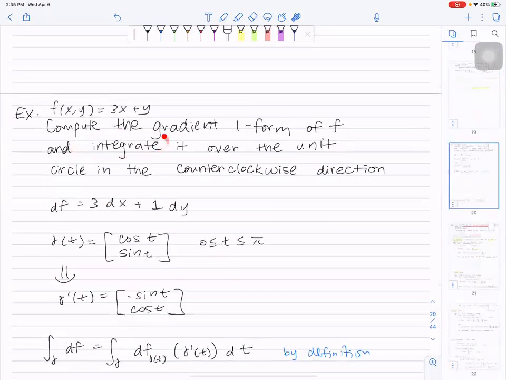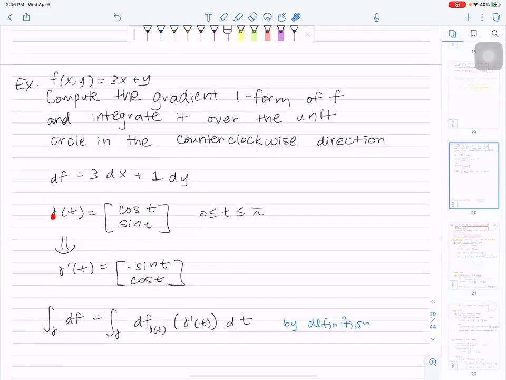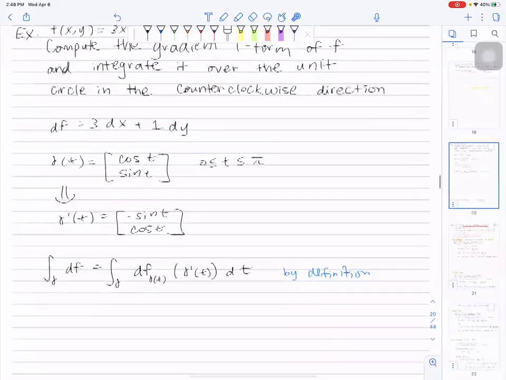Then we need to integrate it. So how do we integrate it? We always need first to parameterize no matter what. Here you have a circle. So for a circle, you always want to think cosine, sine. So we just parameterize it as cosine t, sine t. We're going to need to take the derivative, which is negative sine t, cosine t, and follow our formula. Our formula for the integral of df over some path is df with our parameterization plugged in, dotted with the derivative.